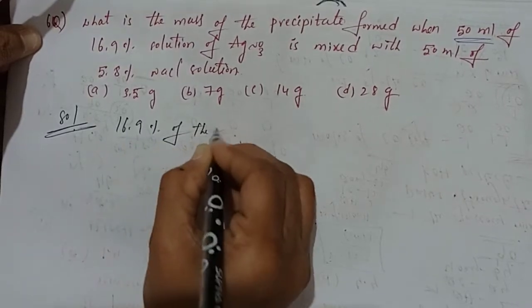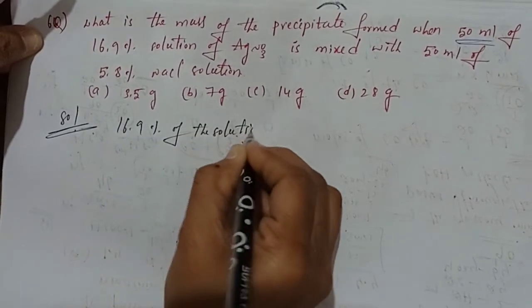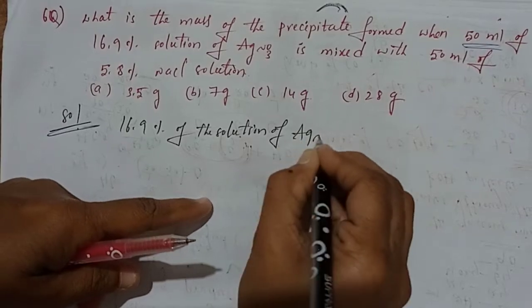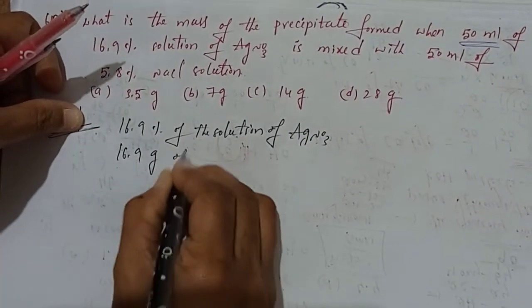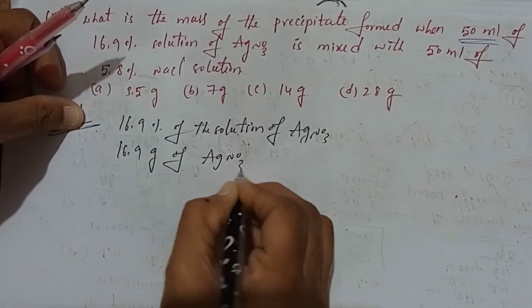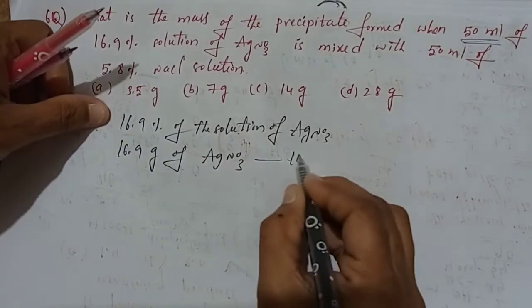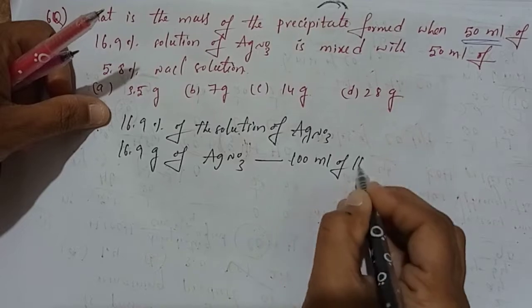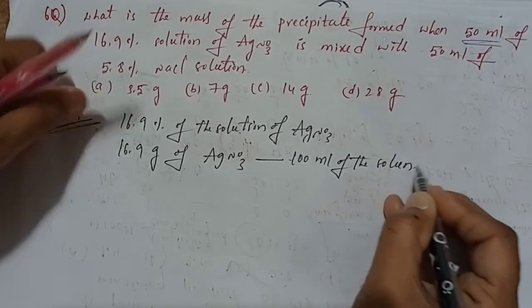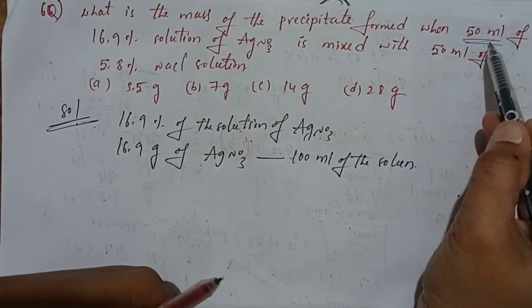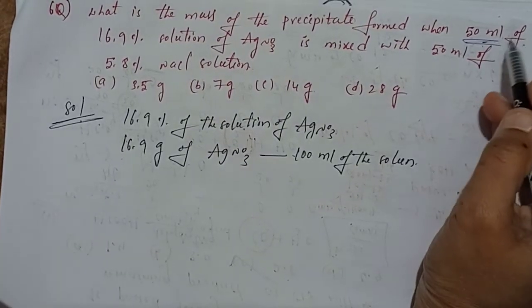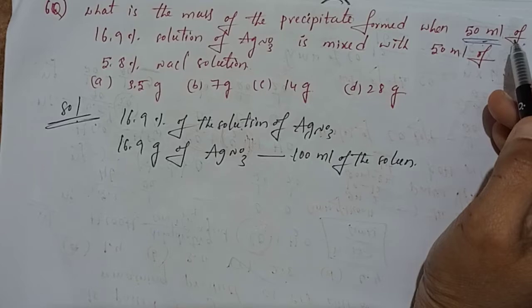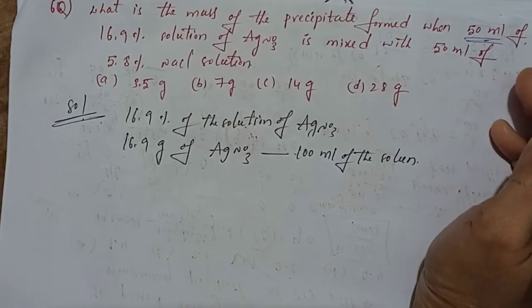16.9% of the solution means what, students? A 16.9% solution of silver nitrate means 16.9 grams of AgNO3 is present in 100 ml of the solution. But in the question, how much is given? 50 ml is given. So we have 50 ml of 16.9% solution of AgNO3.